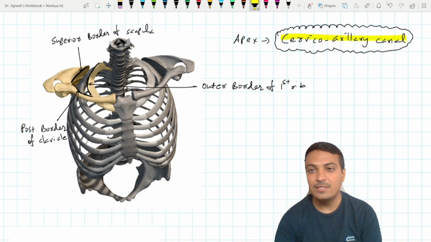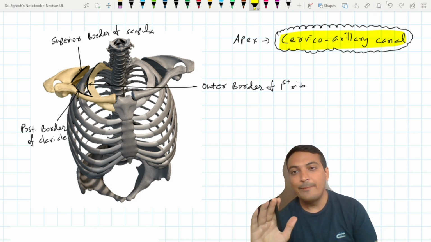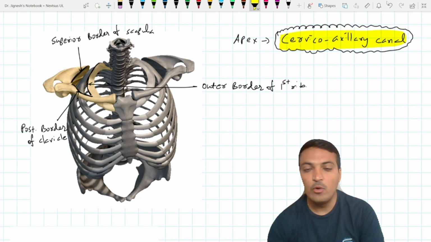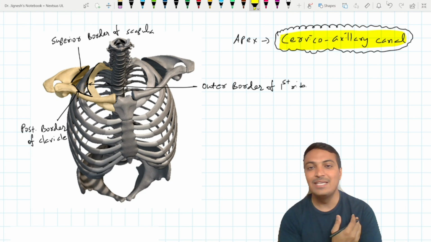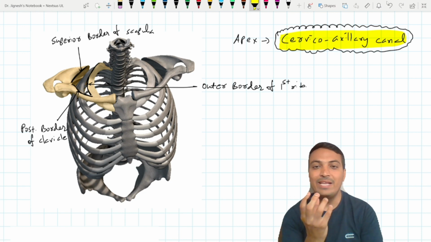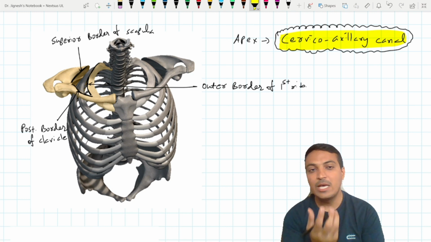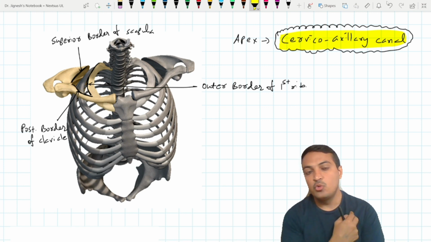So this can be asked as a short question or as an MCQ. The cervico-axillary canal is nothing but the apex of the axilla. So this apex of the axilla is also called the cervico-axillary canal. Whatever structures are going to enter into the axilla have to enter via this narrow irregular apex, and through it mainly the subclavian artery continues as the axillary artery, and the subclavian vein continues as the axillary vein.